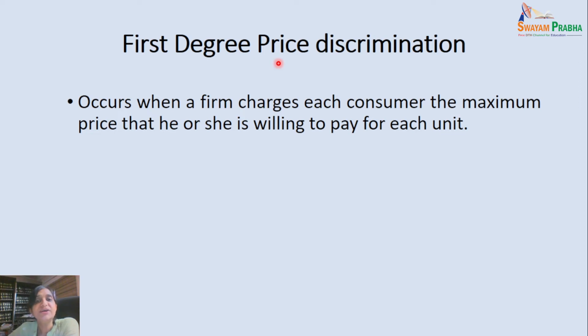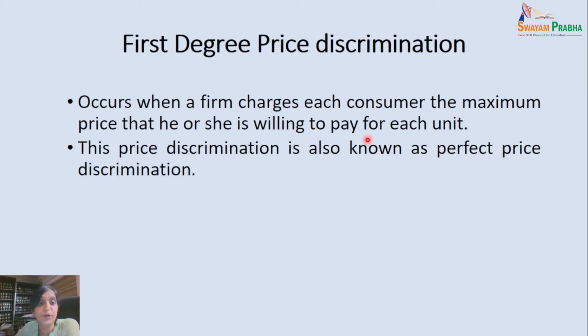We say first degree price discrimination is when a firm charges the consumer the maximum price that he or she is willing to pay for each unit. That is, the highest willingness to pay is checked, and whatever is your highest willingness to pay, that is the price at which the firm is selling the consumer that particular product. This particular price discrimination is also known as perfect price discrimination.